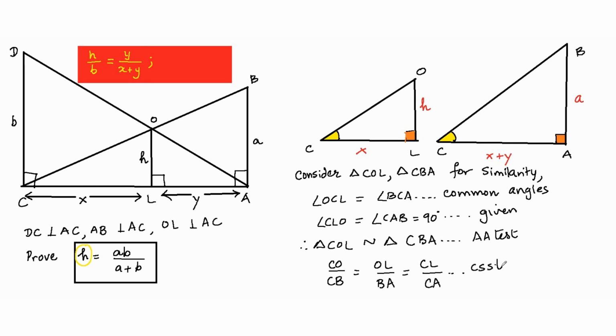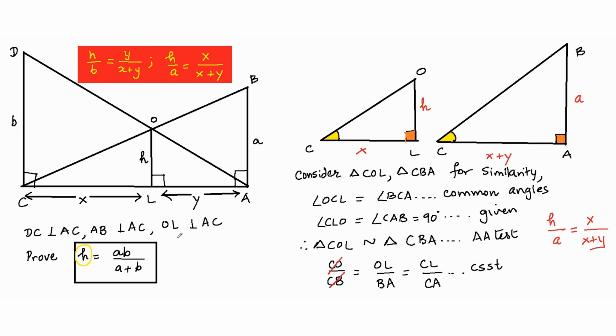This is by CSST. Now let's replace what parts we know. We know that CO and CB don't matter over here. OL, how much is OL? OL is H. So H divided by how much is BA? BA is A, is equal to how much is CL? CL is X divided by X plus Y. So therefore, now I have the second relation, which is H upon A is equal to X divided by X plus Y. Again, this is because of CSST.